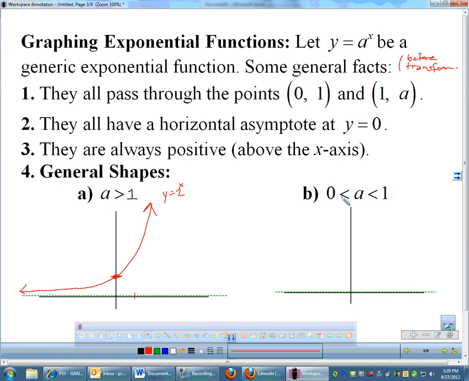But anyway, if a is between 0 and 1, that would be something like y equals 1/2 to the x. If your base is a fraction less than 1, well then it has the same shape. It's still going to go through 0, 1, but instead of taking off, it's going to come crashing down. It's going to start up high and come down like this. Those are the general shapes of your exponential functions. You have that horizontal asymptote, and they're always above the x-axis before you transform.